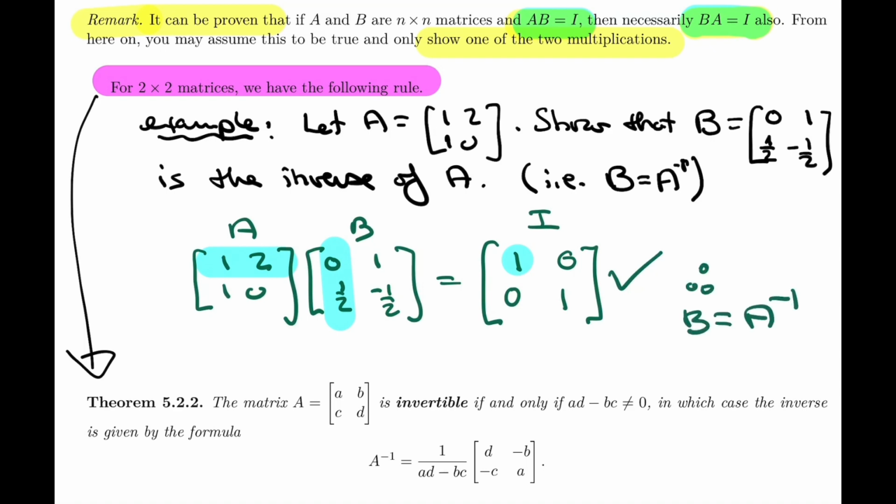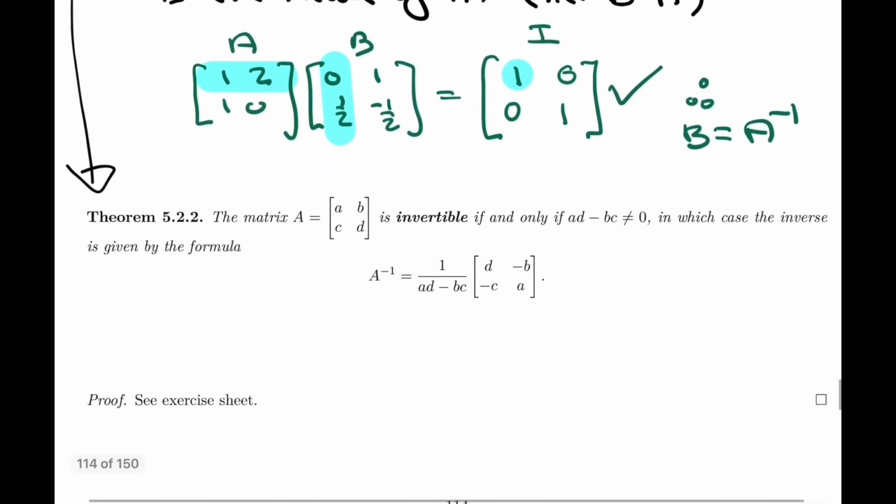In other words, we don't need to show both multiplications, AB equals I and BA equals I, but just one of the two. So how did I come up with this matrix B? Well, it's not magic, it's a formula. And that's what the remark says here. For 2 by 2 matrices, we have the following rule or the following formula. So let's scroll down to that.